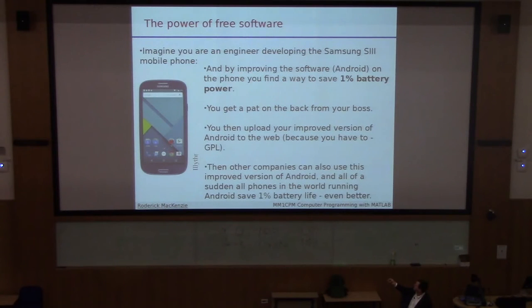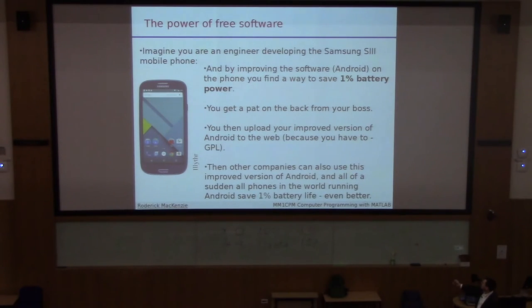But because Android is free software, you must upload it to the internet. You must give it to everybody else for free. So your improved version that saves 1% of the battery power is uploaded to the internet. And what this means is not only does your phone company get better battery power, it means all phones that run Android get better battery power. So you've already democratized the improved software.